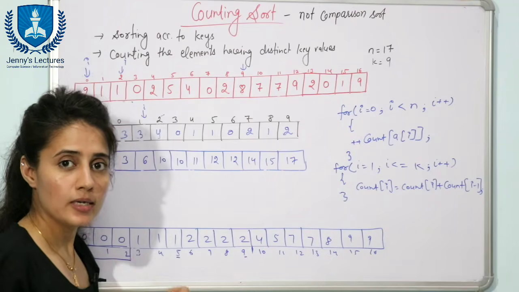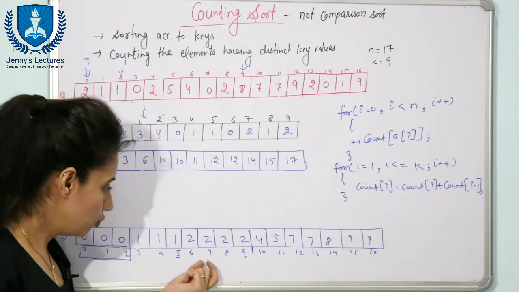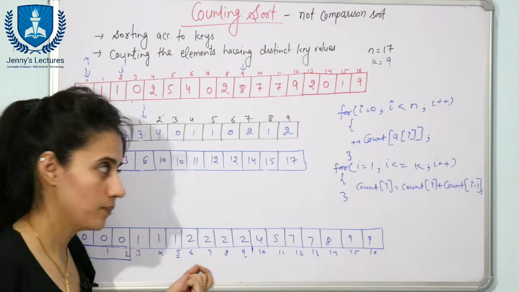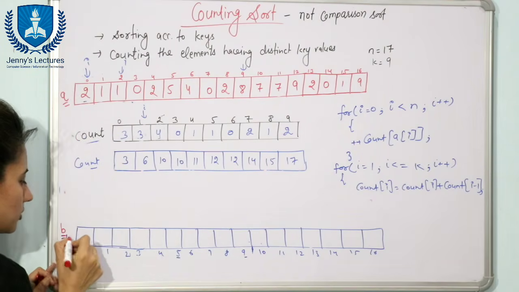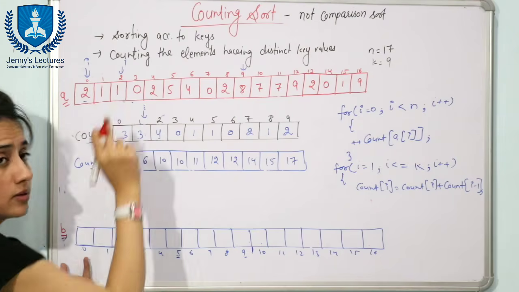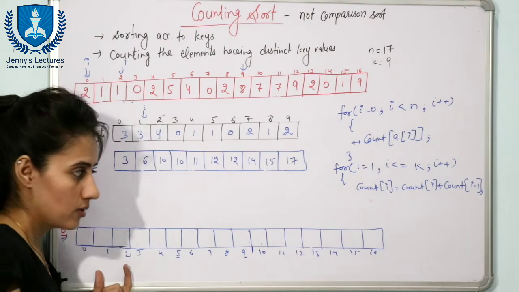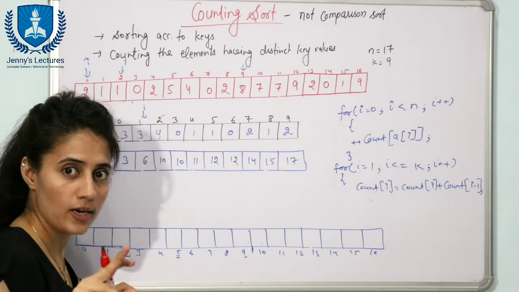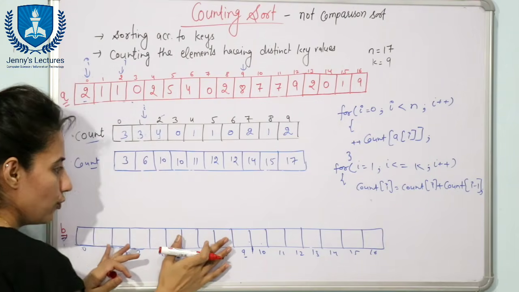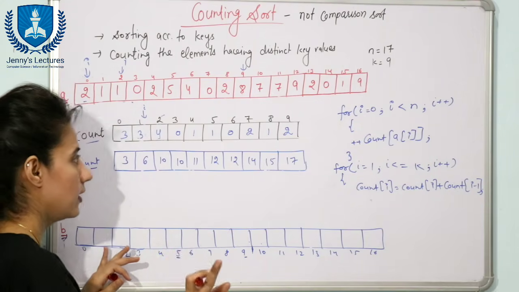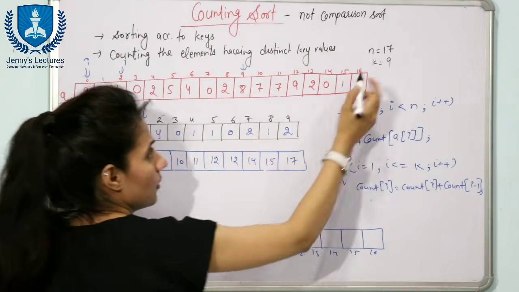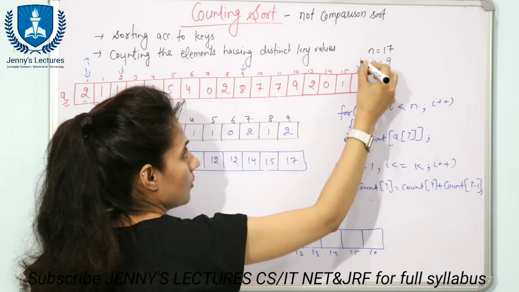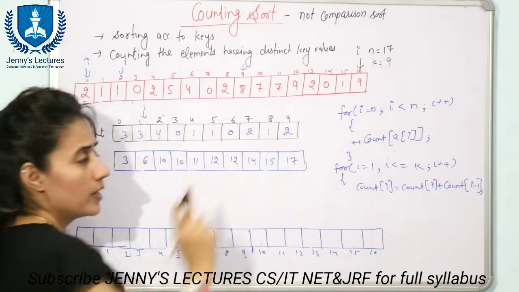Now we are going to build the output array. How are we going to build this output array? See, we have taken another array, the name is suppose B, the size is the same as the original array, having 17 elements in total. How are we going to fill this array? This array would be the sorted array. See, this is our original array, we are going to scan this array from right to left. From here, we are going to take one variable.